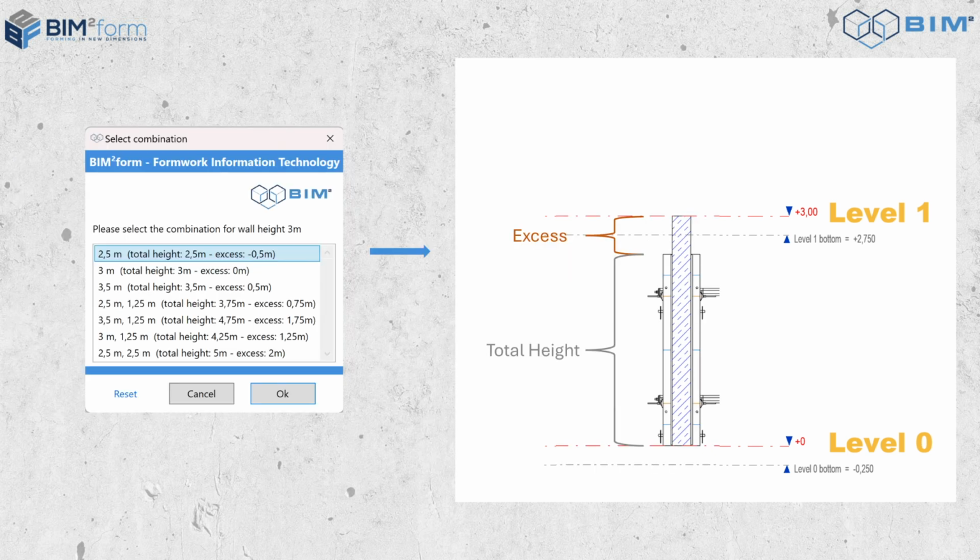When you combine these parameters, you can observe the excess range that BIMterform takes into account, based on the placement boundaries, to calculate the various element combinations for a wall height of 3 meters.